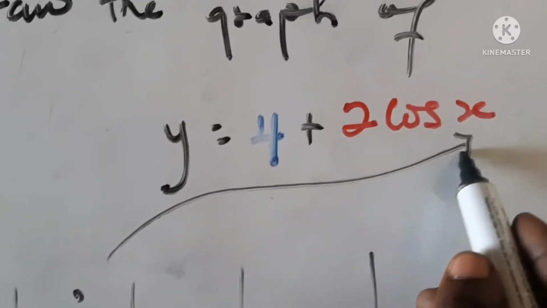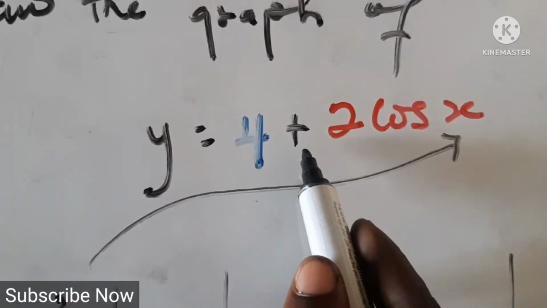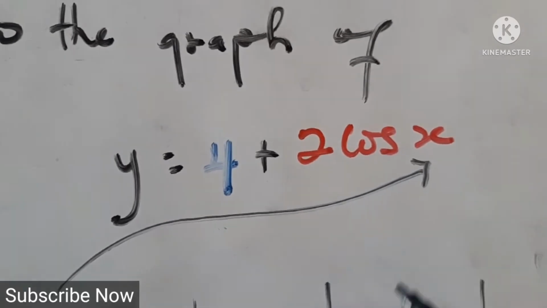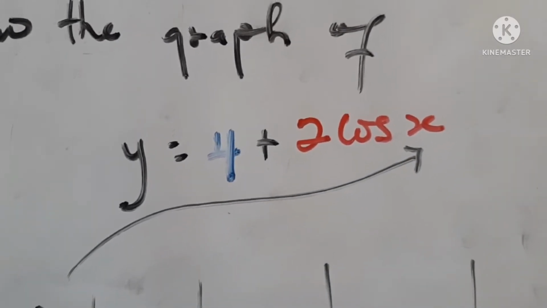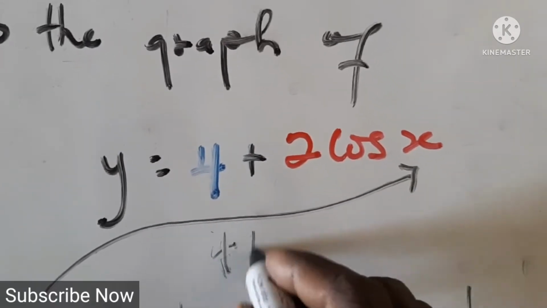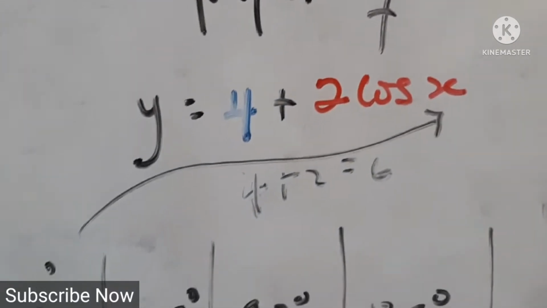So if you plug in 0, you are going to have 4 plus 2 cos 0. Cos 0 should be 1, so 4 plus 2 is equal to 6. So this was how I got 6 here.